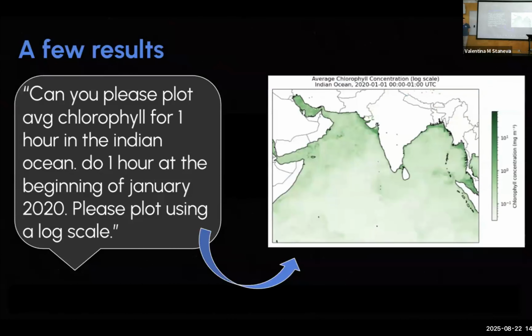So next we're going to go through a few of our results that we got from using our chatbot. So on the left here, you see the query we gave it. We just asked it to do some sort of plot in the Indian Ocean, and it went and identified the best data set based on the metadata that we have, and made the plot.